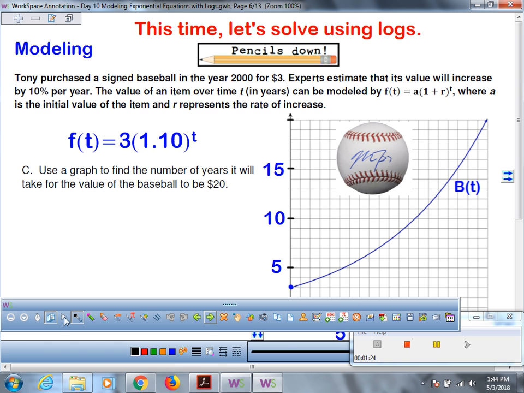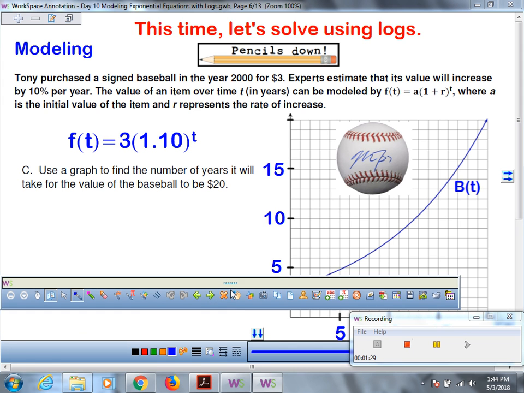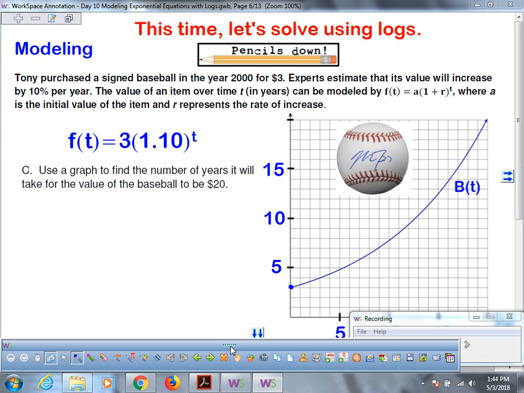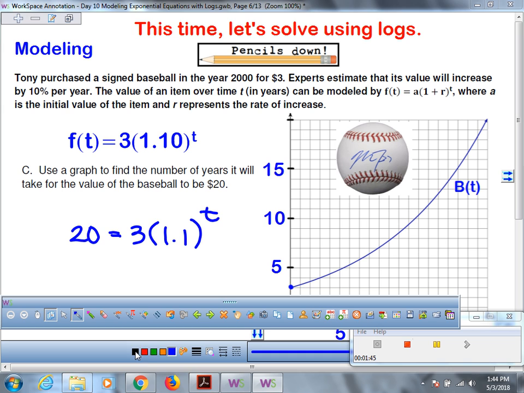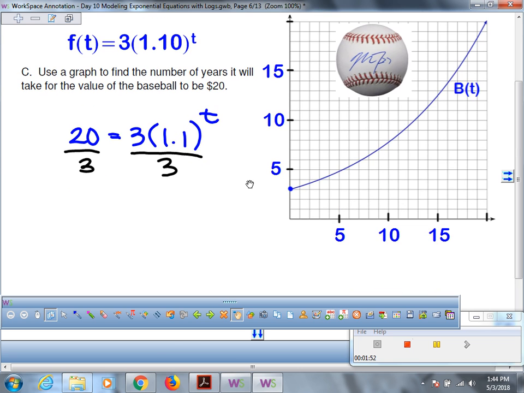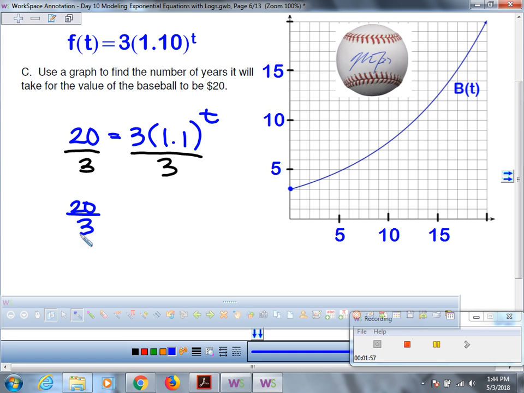We started here yesterday, and we said, use a graph to find the number of years it will take for the value of the baseball to get $20. And we said that now that we have logarithms, we can solve exponents. So the first thing I would do with this is I would divide both sides by 3. Then I would be left with 20 over 3. It's not necessary to put this into a decimal. Just leave it like that in a fraction. It'll make your answer more accurate when you put it into a calculator. Is 1.1 to the t.